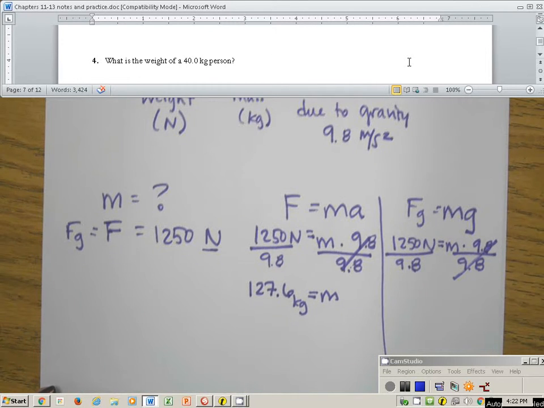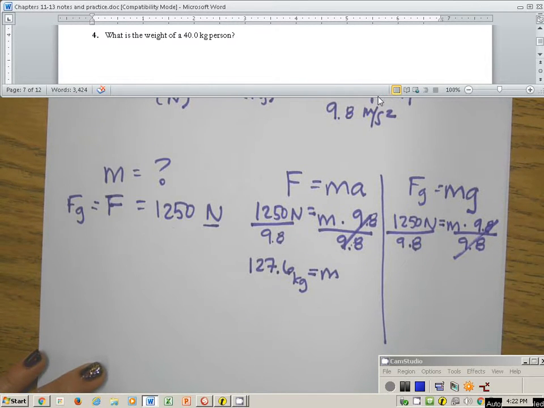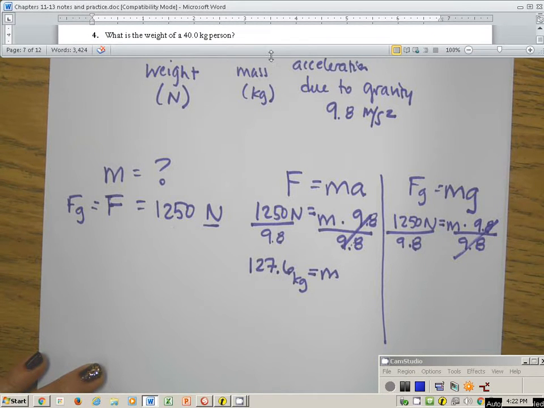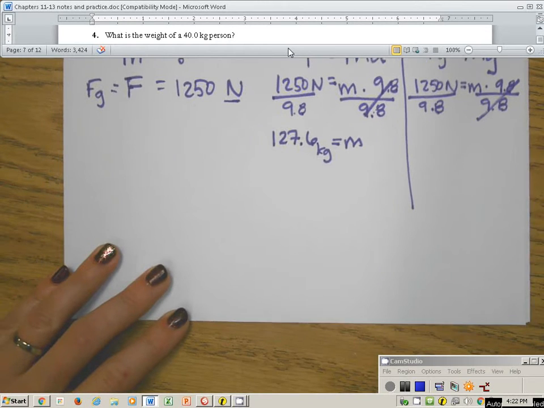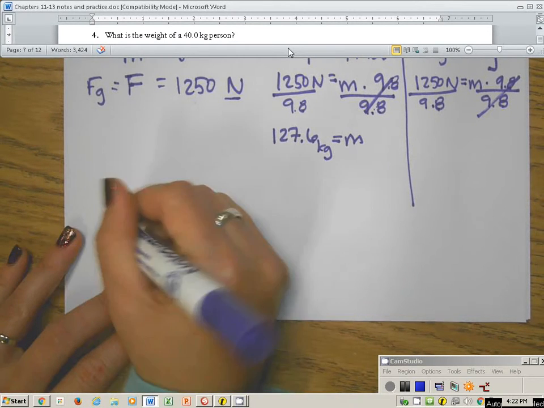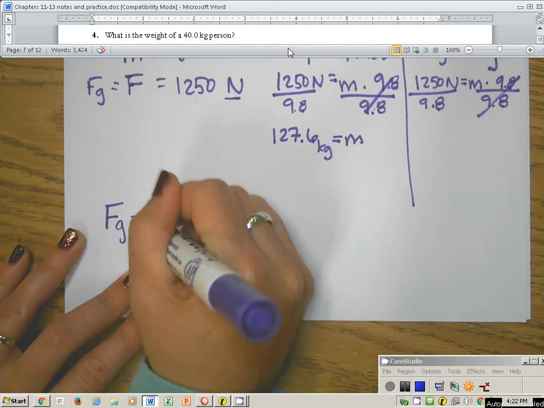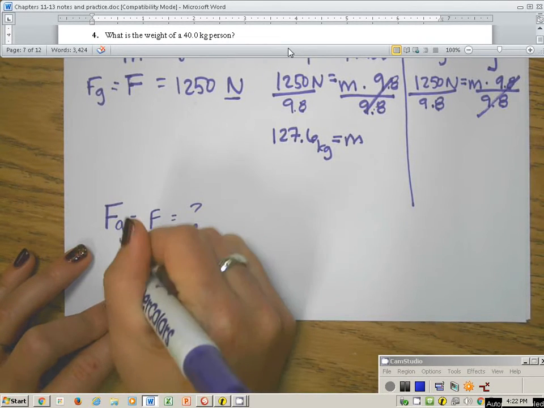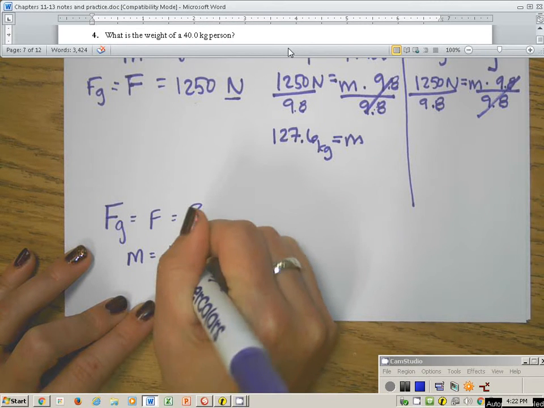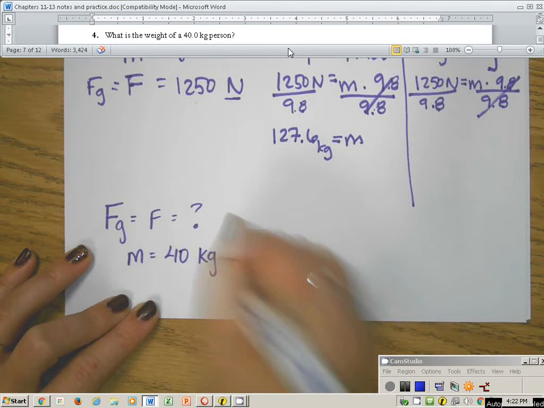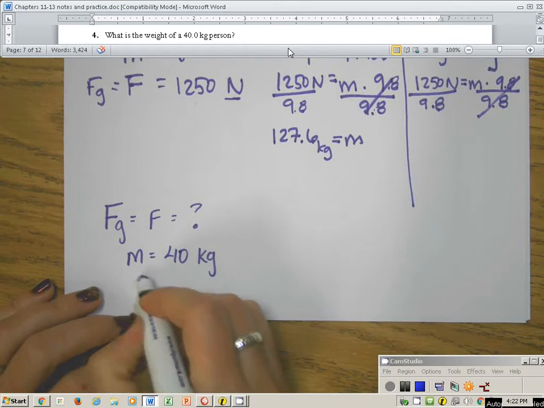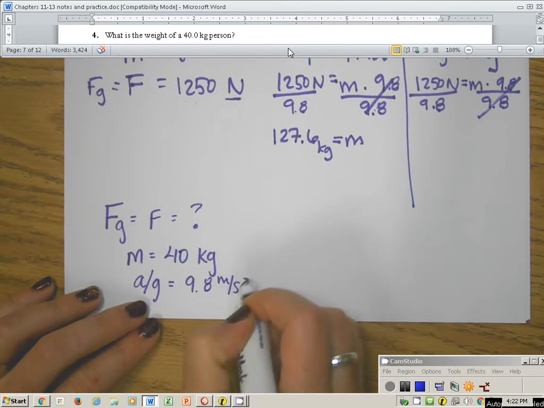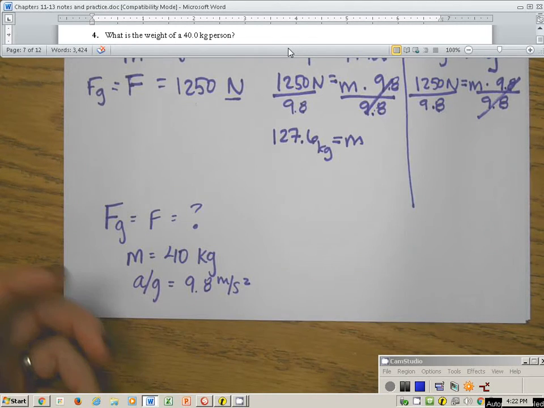Now, I have one more on here which says what is the weight of a 100, no, just kidding. I don't know where I'm coming up with that. What is the weight of a 40 kilogram person? Well, as soon as it says weight, that's FG or F. That's what it wants me to find. And I know that mass is kilograms, so this person has a mass of 40 kilograms. What I'm missing is acceleration, or G, and for us that's going to be 9.8 meters per second squared, because that's the acceleration due to gravity.